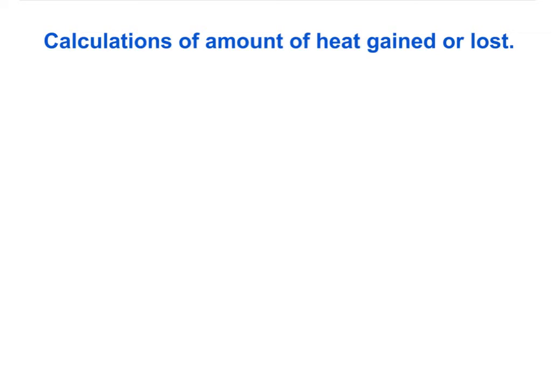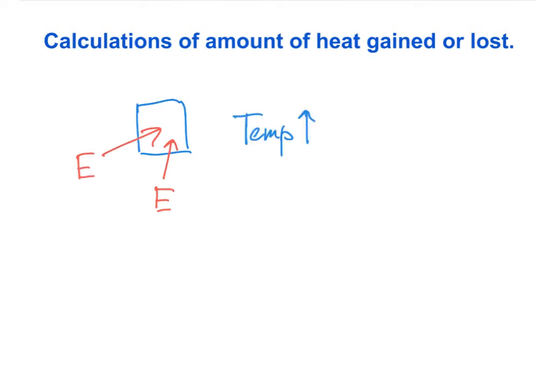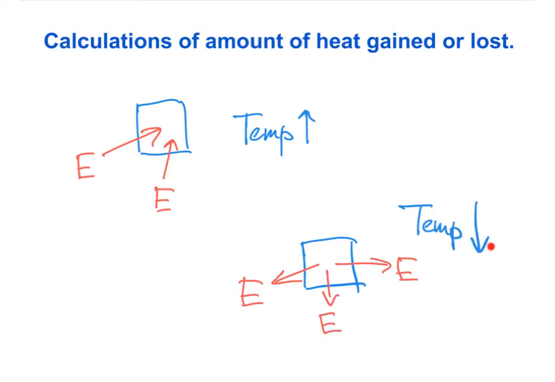Today we will be learning how to calculate the amount of heat gained or lost. We know that if we transfer energy into an object, the temperature of that object will increase. And if energy leaves some kind of object or substance, then the temperature of that substance or object will decrease. So our goal today is to learn to calculate how much energy was given to an object, or how much energy a substance or an object lost, as the temperature changed.